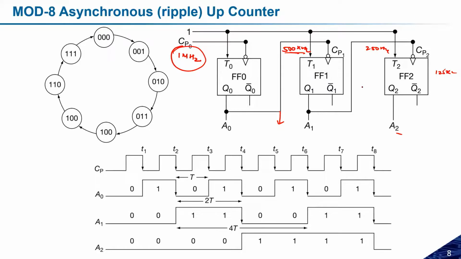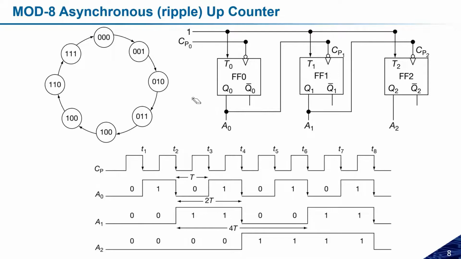So multiple frequencies can be obtained. We don't need different frequency sources; we need only one frequency source to get different variants of the frequencies. But yes, the limitation is that we can only get frequencies that are divisions by powers of 2. If I need something like 400 kilohertz, it is not possible from here, so I need to use some other kind of structure. So this is all about how we can make the mod 8 counter with the help of this.